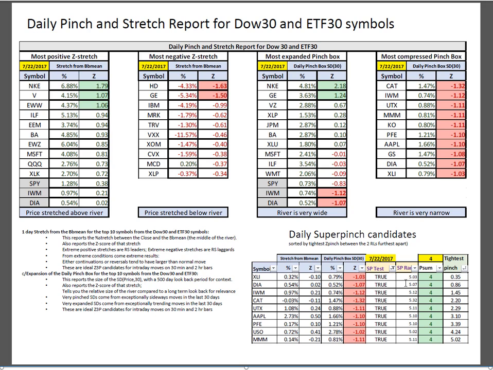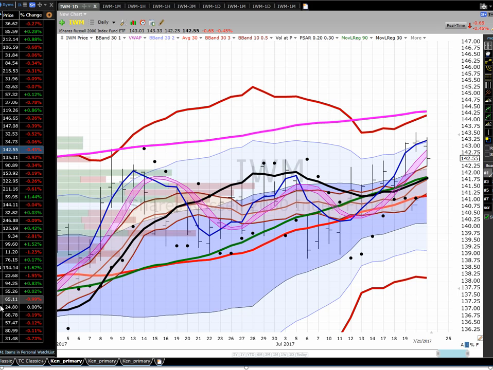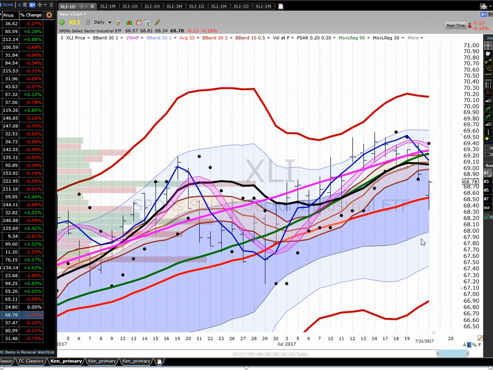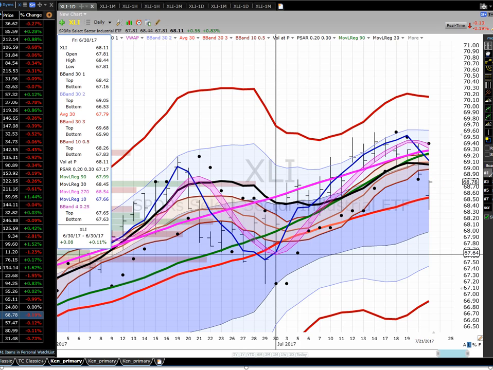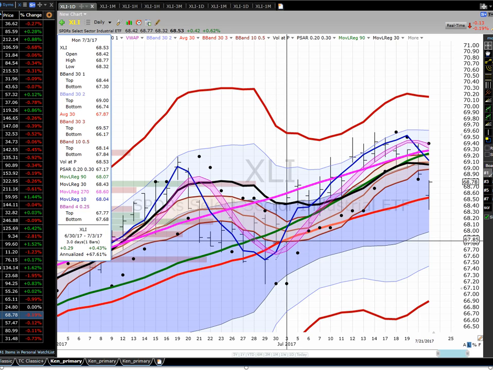It's pinched and it's super pinched, and the regression lines have the least amount of variation. So we look at XLI, here's a case where they are all really tightly compressed around fair value. So the breakouts from this tight compression become very interesting. And now a continued failure would be of interest to take it down to the bottom of the baby dragon and the dragon around 67.